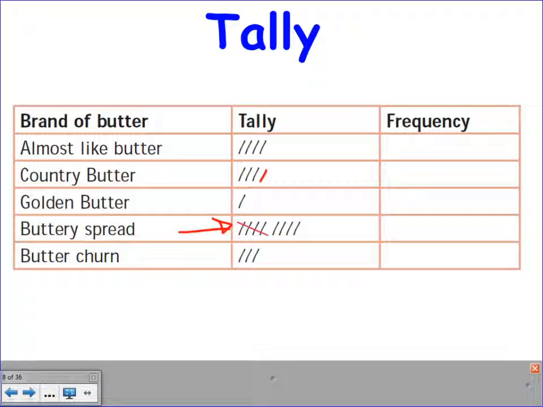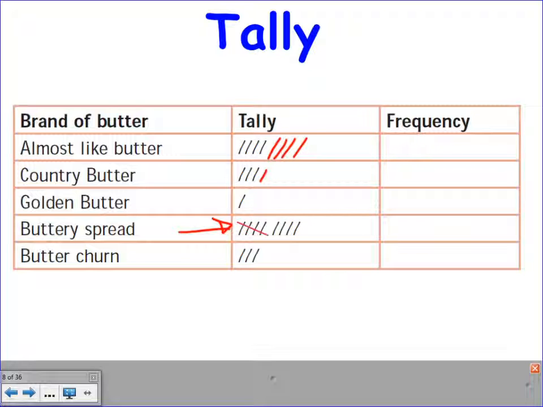It's called a 5-bar gate. When you do your tally in the exam, if you do not group things into 5s, if you do not do the groups of 5, you will lose marks.